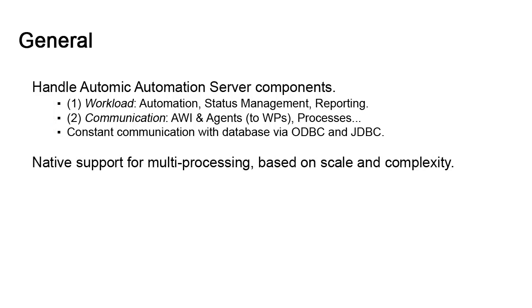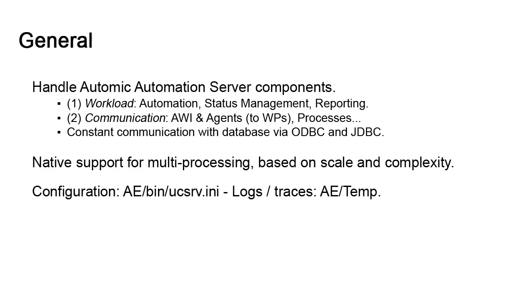AE deployments rely on multiple instances of each process type. This provides a number of benefits like load balancing and fault tolerance. You generally have more than one CP, and multiple WPs are required to assume responsibility for various work-related tasks with different roles. Finally, AE processes are configured in the ucsrv.ini file, and logs and traces are found in the temp directory.